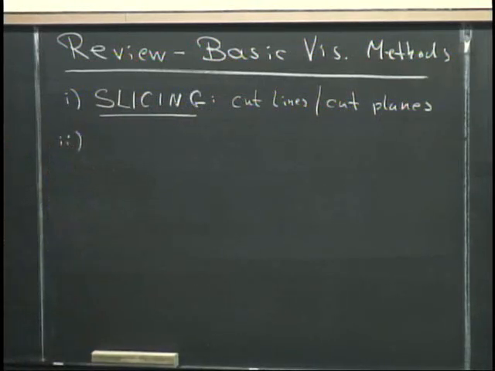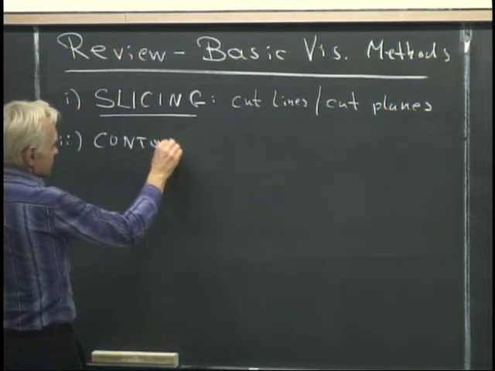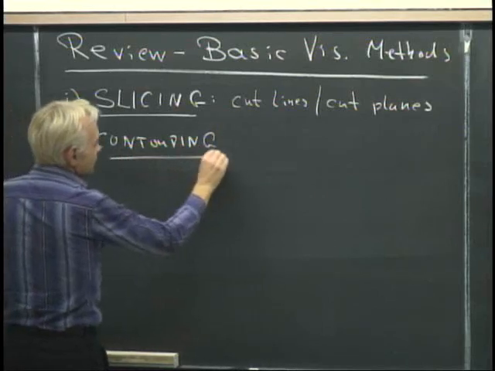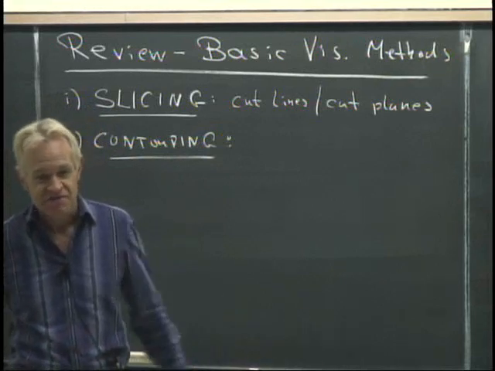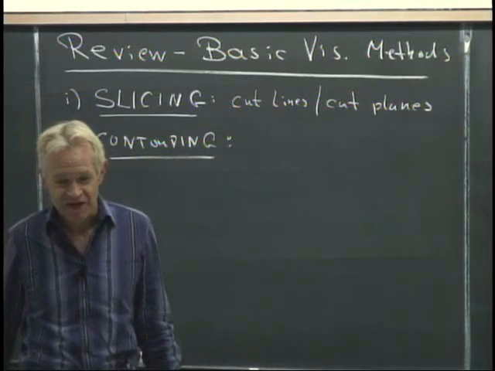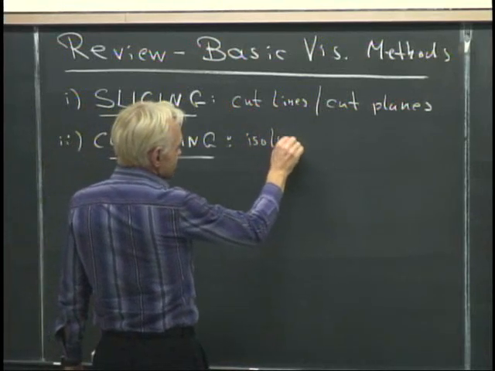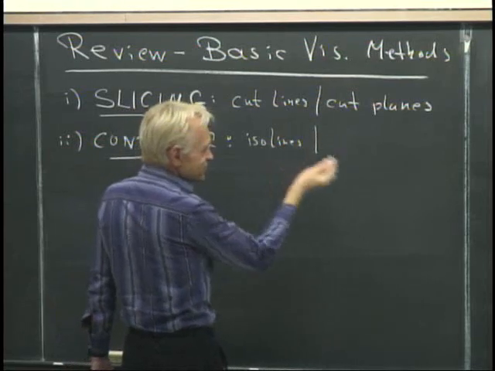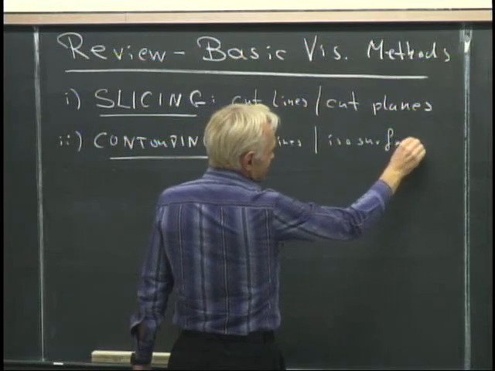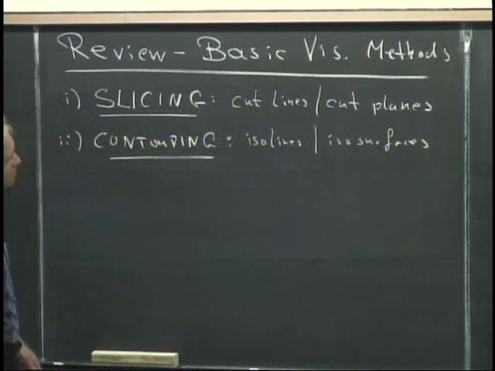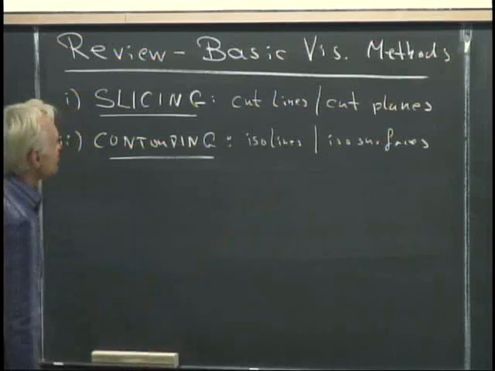Part two is contouring, computing contours. The results of contouring are, over the plane, called isolines, and in space, over the volume, called isosurfaces. So the output here are isolines or isocurves, and here it's isosurfaces. Isolines, isocurves, what is the best term? I guess isocurves is a better one.